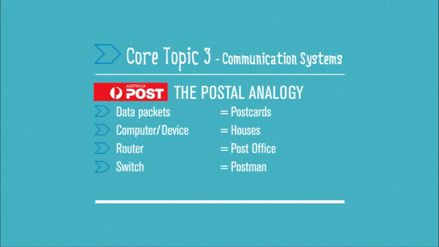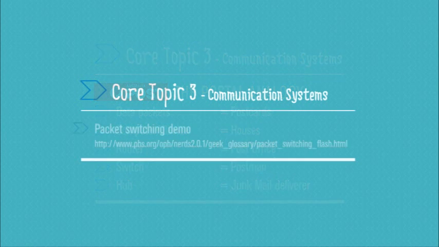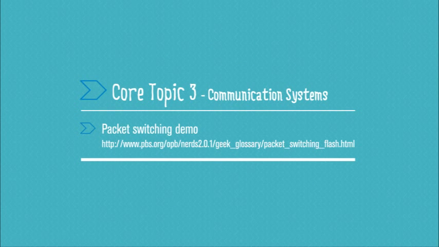He gets given the postcards, and it's his job to deliver them. He has some knowledge of where they're going, but not as much as the post office. And a hub, it's a bit like junk mail. You chuck out data to everybody, whether they like it or not. Have a think about the postal analogy, and hopefully it'll work for you.